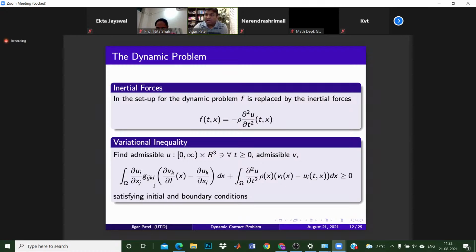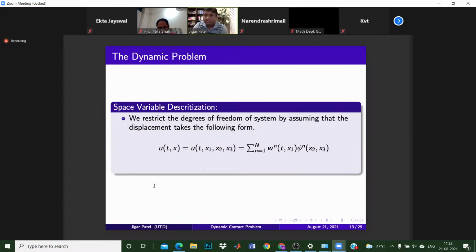I discretize, one by one, two things. The first discretization is a discretization of the variable u itself. The variable u has three components: x1, x2, and x3, where x1 is related to the height, x2 is related to the length, and x3 is related to the width. The length and width are not going to change. So what I did is restrict the degree of freedom of the system by assuming that the displacement takes the following form.